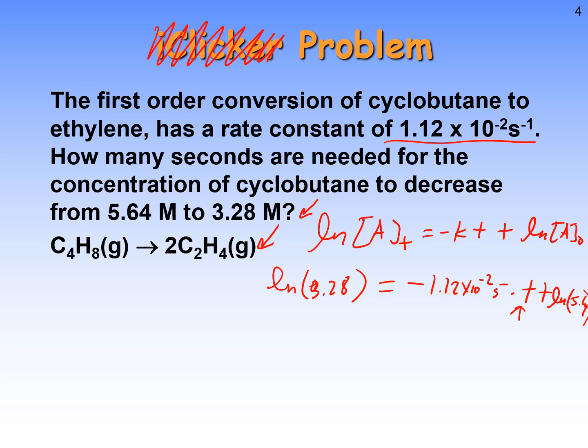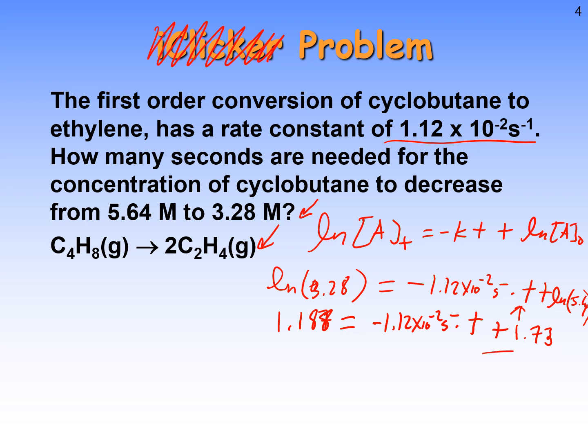So if we just do some calculations, we can get this to simplify to this, right? So we get 1.187-ish, 88 really, is equal to negative 1.12 times 10 to the negative 2 inverse seconds times my t variable plus 1.73-ish. And now it's just a matter of rearranging and solving, right?